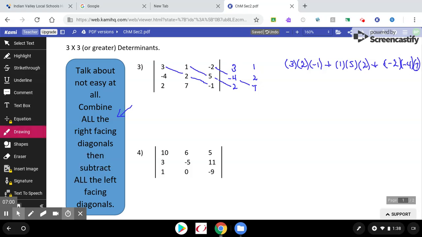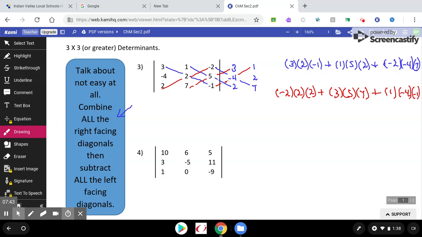Left diagonals. So we would start it off like we did the other one. So that's -2 times 2 times 2 plus. So again, if you write those numbers or repeat those numbers, it makes it easy to find that left diagonal that goes all the way across. I got a 3 times a 5 times a 7 plus, here's the third one. So 1 times -4 times -1.